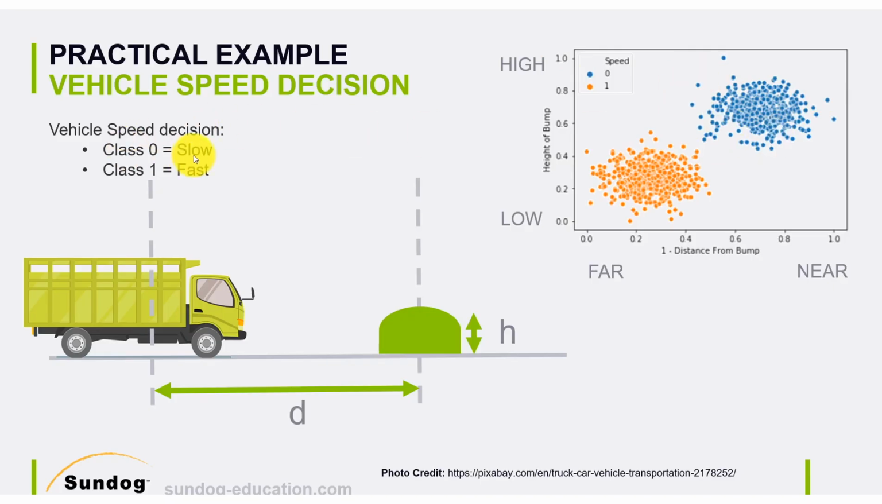On the other side, if the bump is far, if we're far away, or the bump is low, which means the height of that bump is low, then we're going to drive at class 1, which means fast. And that's the data set that we have. Again, this is a very simple data set. There is no overlap. I tried to make it simple because we're going to use a single neuron model and we want to get actual results. With one neuron, it's very difficult to get anything out of it. But we're actually going to use it to classify this simple example.